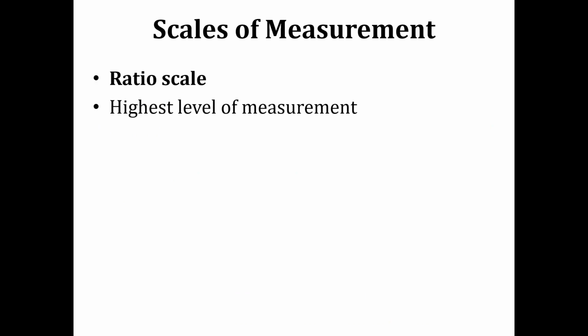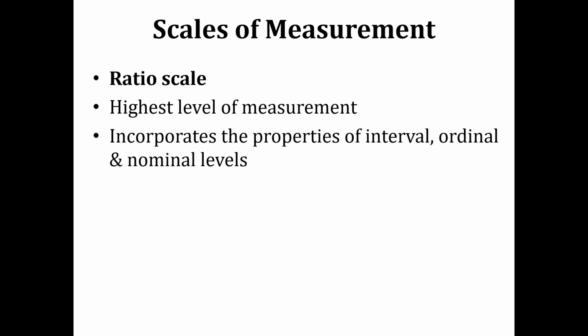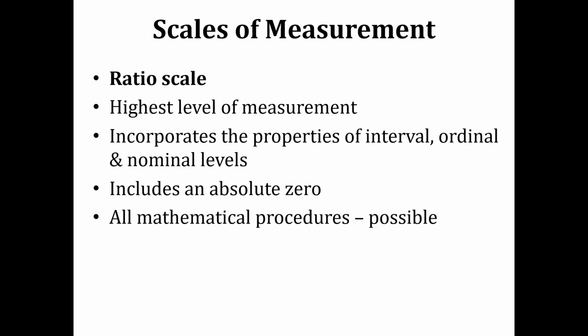Now we move on to the ratio scale, which is the highest level of measurement, right? So this is our fourth level, and it incorporates the properties of interval, ordinal, and nominal levels. And what is additional in the ratio scale is that it includes an absolute 0 point, right? So it has an absolute 0, therefore all mathematical procedures are possible. You can add, subtract, multiply, and divide, because it has an absolute 0 point here. So this is the highest level of measurement, and all kinds of mathematical procedures are possible on this scale.